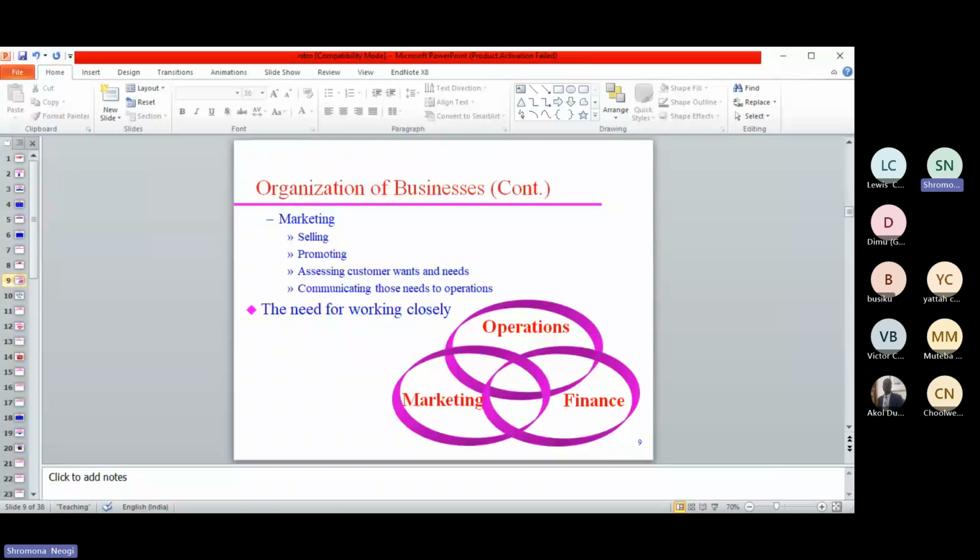It is not just selling, but selling with promotion, understanding customer wants and needs, and communicating those needs to operations as well. When I say this, you may ask me the question, ma'am, this is an introduction to operations management. Why did we also consider the other two functions of the organization, the finance and the marketing part? Now, as you guys didn't ask, I am putting the question to you. See, we are studying operations management. Why did I talk about the other two basics, finance and marketing as well? Anyone?